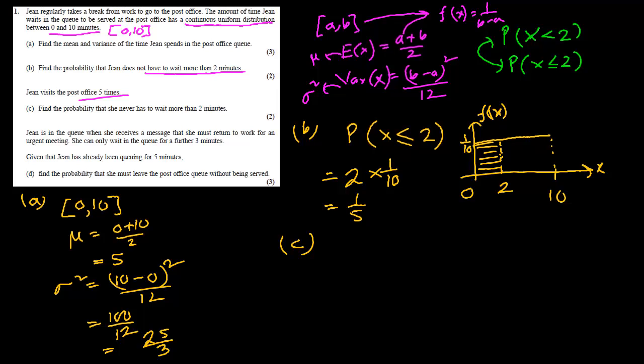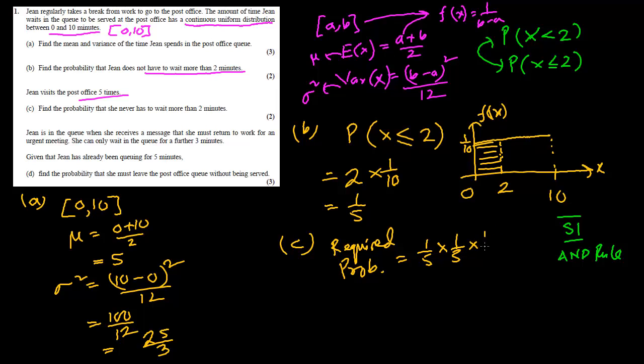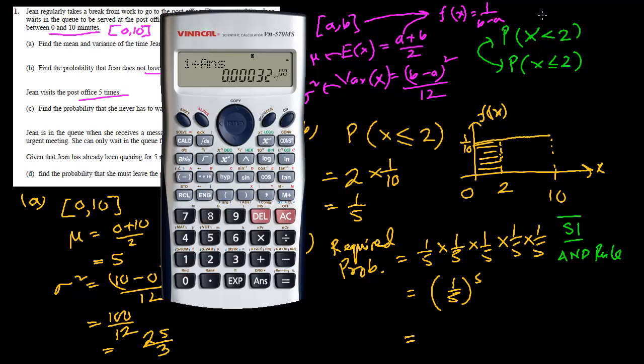And going there 5 times, we have to use the concept from the first paper S1, where we know the AND rule. If something is happening, and another thing is happening, the AND rule means the product rule. We have to multiply. So the required probability is 1 by 5 and 1 by 5, and for 5 days, 1 by 5 and 1 by 5 and 1 by 5. Or we can simply write 1 by 5 to the power 5, and this turns out to be 0.00032.